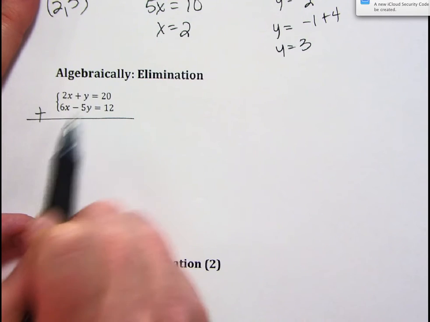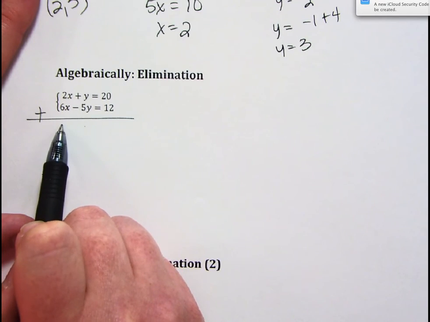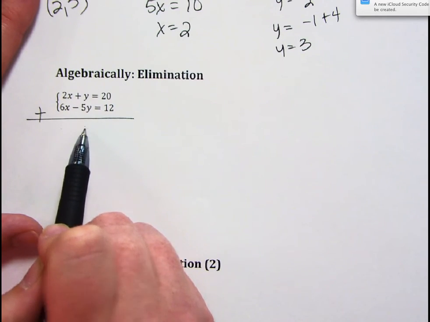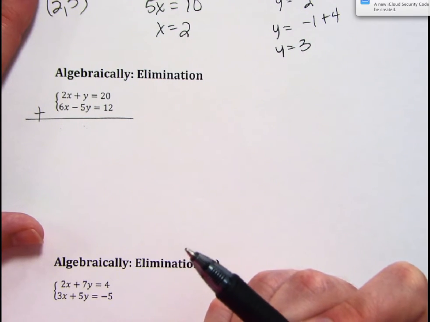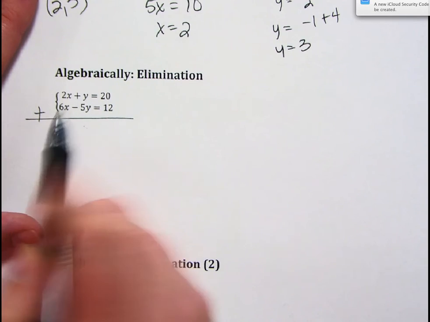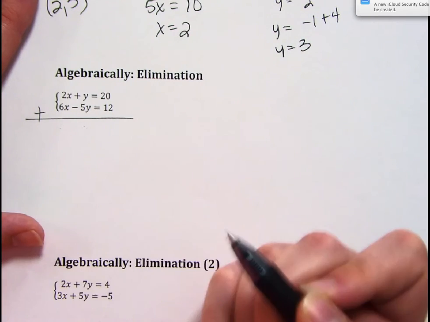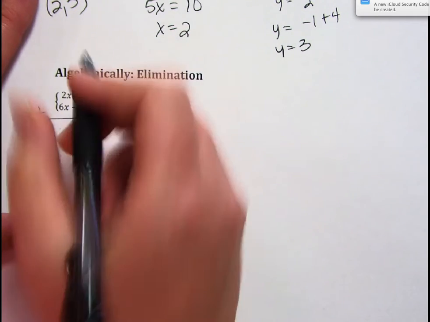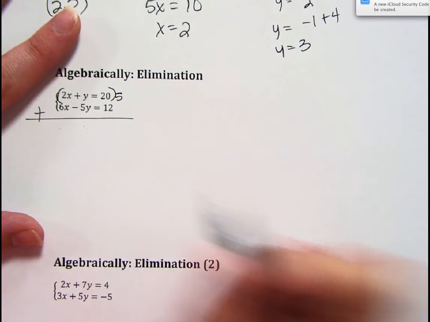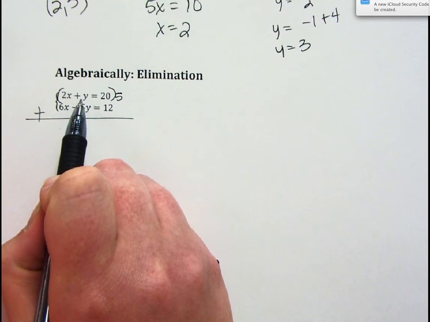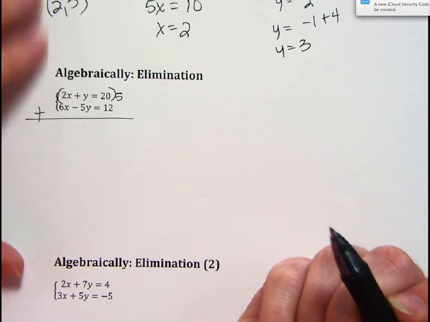However, if I were to just add these equations together, I'm not going to eliminate anything, am I? 2x plus 6x is 8x, y plus negative 5y is negative 4y. So I would still have an x and a y variable in my system. So I need to multiply one equation by a constant so that when I add them, the coefficients will cancel out. I am going to multiply the first equation by 5. By doing so, I'm kind of looking ahead here, this is going to become 5y, and then when I add it with negative 5y, I'm going to eliminate the y's.